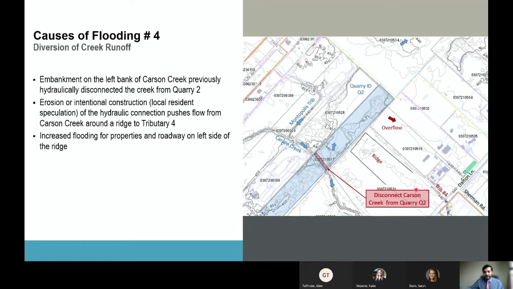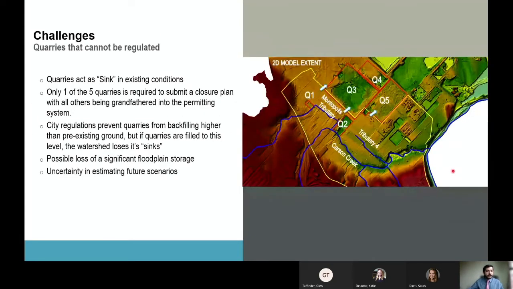There's a big ridge here, so water flows on the other side. Instead of all that water going through here, now water flows on this side and then floods all these houses and the businesses. So those are some of the flooding causes that we found during our analysis. And now Sarah is going to talk about all the challenges for looking into different alternatives.